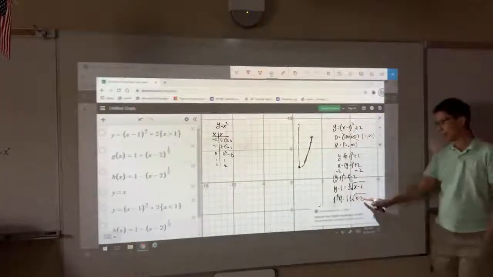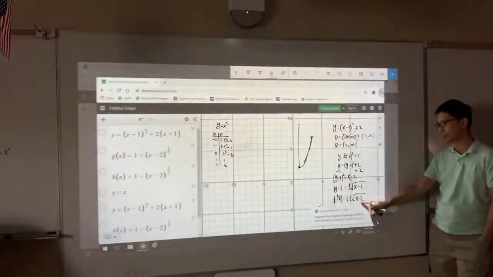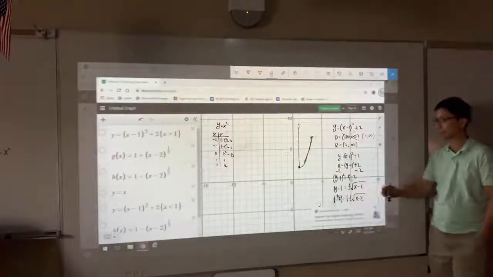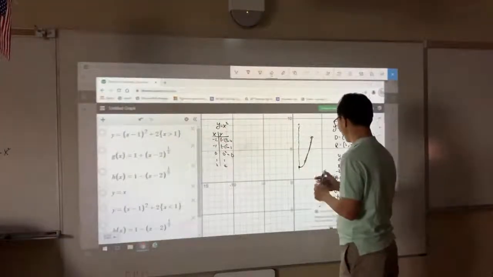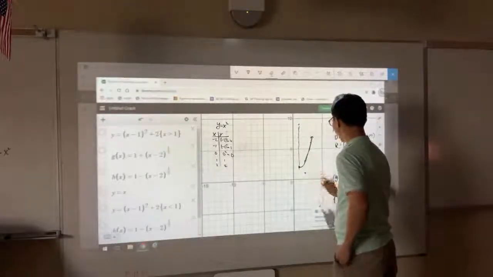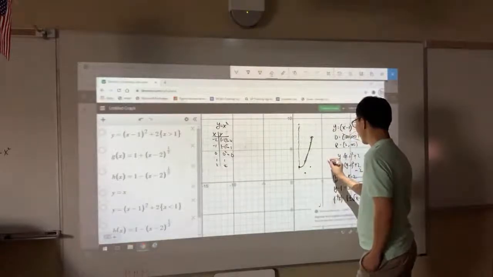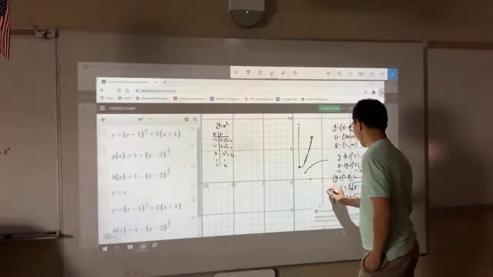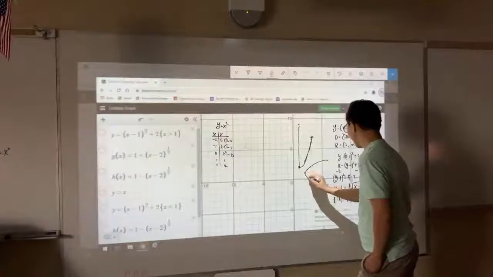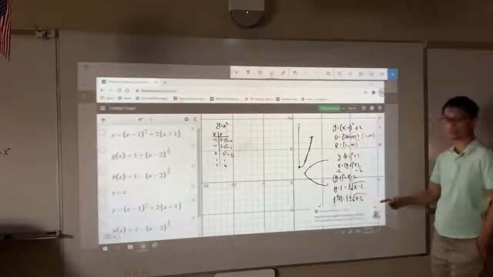So that means my square root graph is going to move right 2 units and up 1 unit. Right 2 units and up 1 unit. So it's going to be like this, and it's going to be sideways, but it's going to go this way because it's plus or minus. So it's going to look like this. So that's why it's plus or minus.